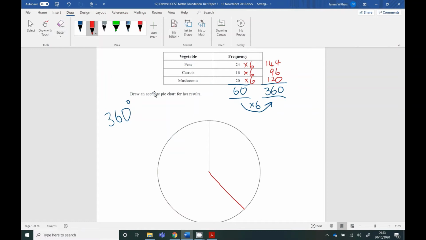Okay, then I would write in there peas, 24. Now using this line, I would go around 96 degrees, which is going to be something like that. And that I'd write in there carrots, 16. And then I would just double check that the angle that I'm left with is exactly 120. And then I would write in there mushrooms, 20. Okay, so I've written the name of the vegetable and the frequencies inside the pie chart.